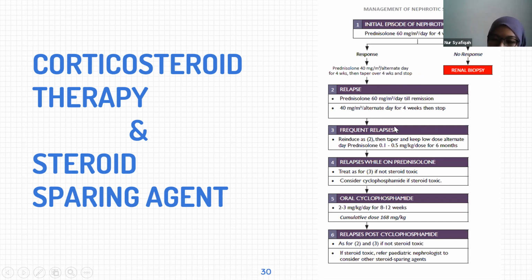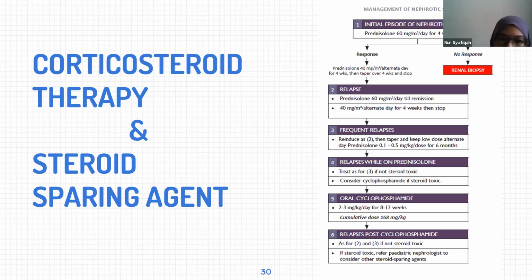Next, if there is frequent relapse, we reinduce as for relapse, and then we add on the taper and keep a low dose alternate day for 6 months. Then if there is relapse while on prednisolone, we will treat as frequent relapses. But if there is presence of steroid toxicity, we will give a steroid sparing agent, for example, cyclophosphamide.